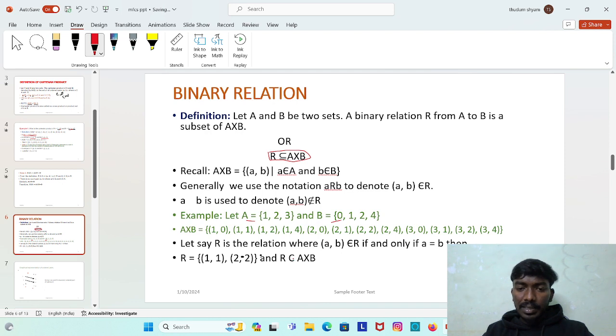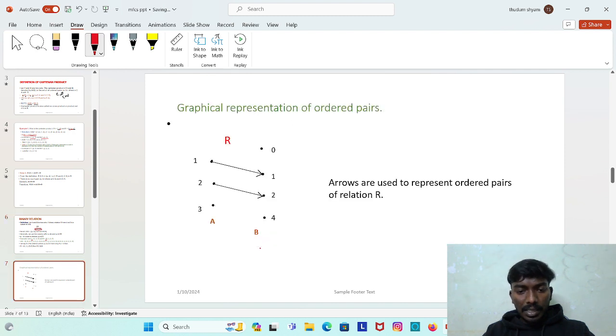If there is any pair (a, b) that belongs to the relation, it is when a is equal to b, when both a and b are equal, then they belong to the relation. Next is the graphical representation of ordered pairs. Here arrows are used to represent the ordered pairs of a relation. Here the relation has the ordered pairs (1, 1) and (2, 2).